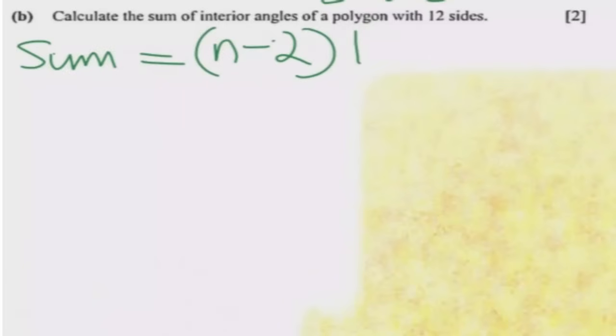Question 3b is as follows. Calculate the sum of interior angles of a polygon with 12 sides. Okay, calculate the sum of interior angles of a polygon with 12 sides. So how we go about this one is like this. First I'm going to write the formula, which is the sum of interior angles. Let me write properly. Sum of interior angles is equal to n minus 2 multiplied by 180 degrees.